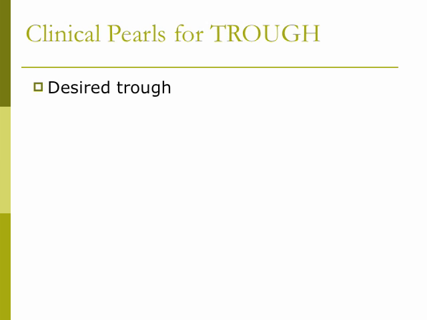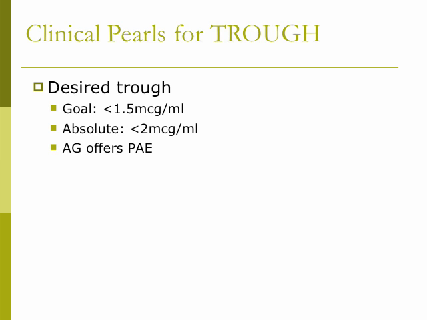In terms of troughs, we want to keep the patients at the desired trough. It's usually less than 2, 1 to 5 or 2. Aminoglycosides offer a post-antibiotic effect, so lower trough does not affect the efficacy. So I think it's better to shoot lower than it is to shoot higher for troughs, because you don't want to push the patient over the edge, if you will. And you don't really lose toxicity or efficacy when you have a lower trough.